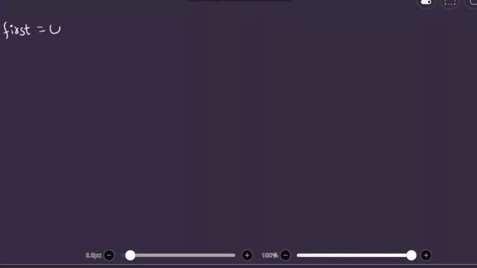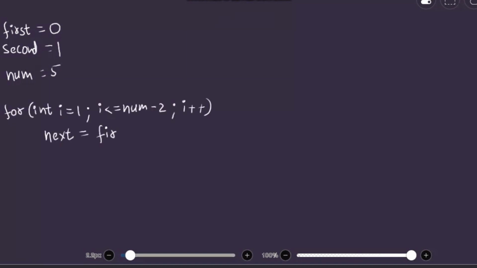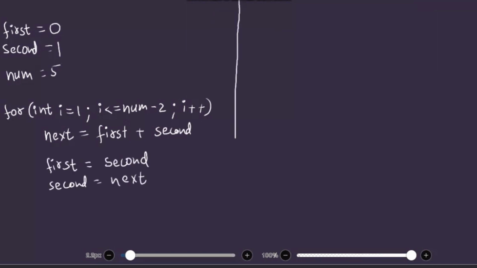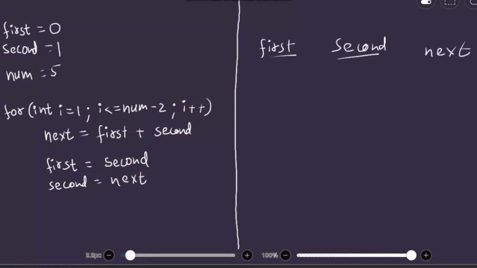Let us now decode the working logic. On the left hand side, we will write the code snippets for our reference. On the right hand side, we will write the name of all the variables and the values stored in each iteration. At first, the values are 0, 1 and nothing in variable next.